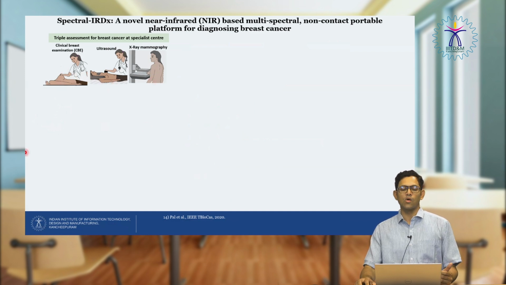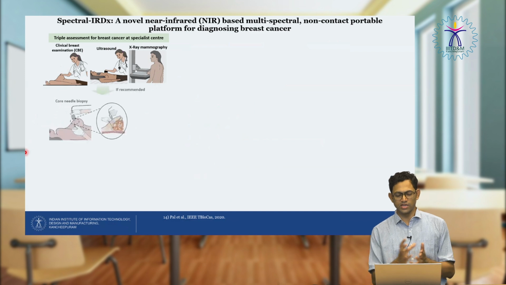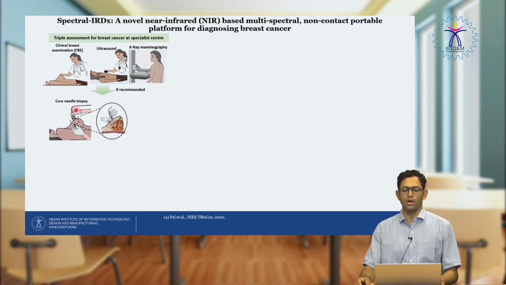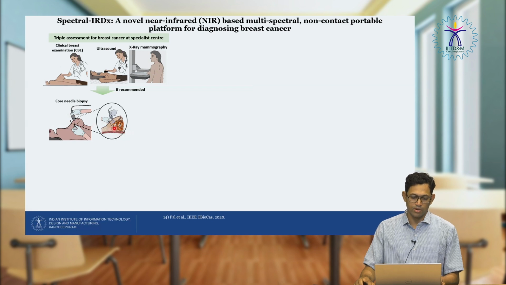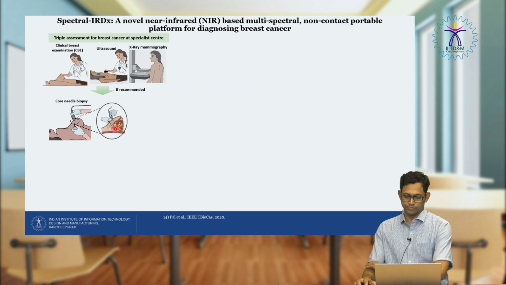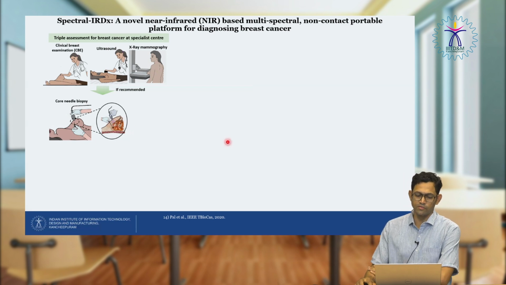If found to be positive in these cases, then they actually perform ultrasound. You can see this ultrasound system, and this is a core needle biopsy, so it's an ultrasound-guided core needle biopsy. You can see this is a cross section, and this is the place where the tumor is located. The ultrasound waves go through and image the suspicious tissue, and then with core needle biopsy we get tissues like this.